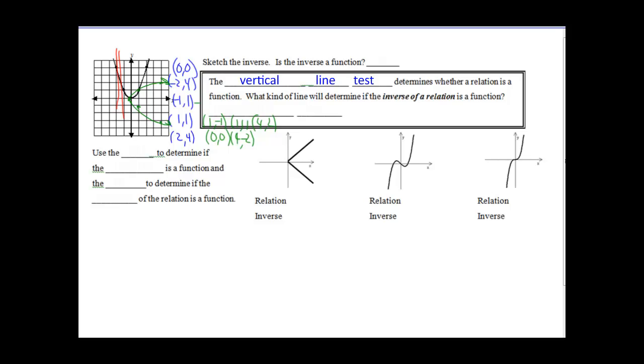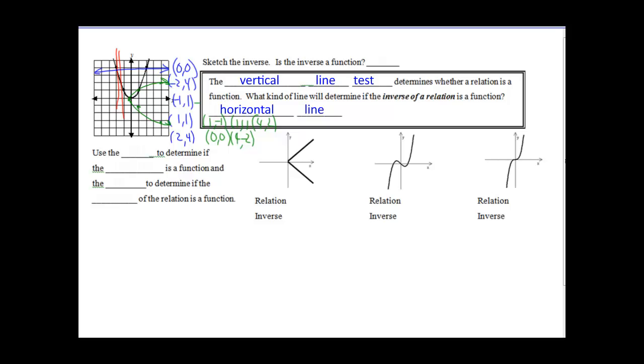So what line do you think will determine the inverse of a relation of a function? Dun, dun, dun. It is a horizontal line. So we need to draw a horizontal line before you actually graph the inverse. For instance, if we draw the horizontal line in blue right here, if we draw a horizontal line through our function and it crosses twice, then the inverse is not going to be a function. So our blue line goes through the parabola twice, so the inverse is not a function.